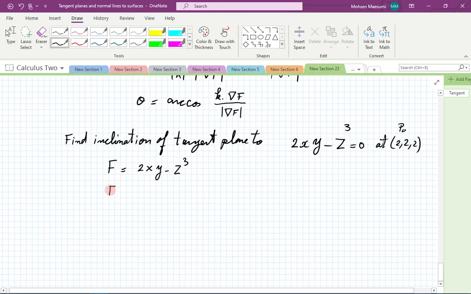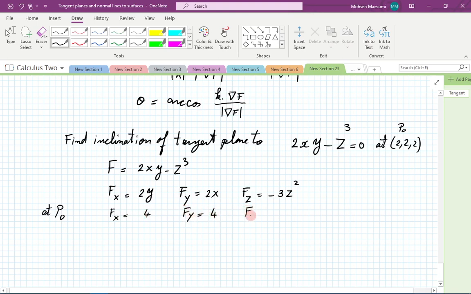Then take my partials. Fx, that's 2y. Fy, what's Fy? Quick, what's Fy? That's going to be 2x. What's Fz? Fz is minus 3z squared. Is that right? At the point of interest, Fx becomes 4, Fy becomes 4, Fz becomes what? That's going to be minus 12.